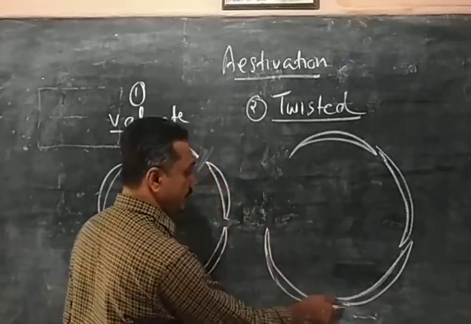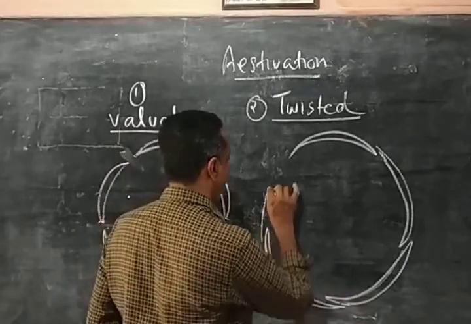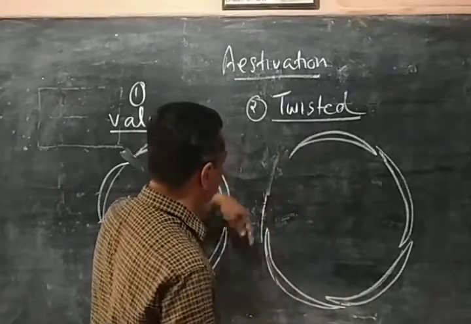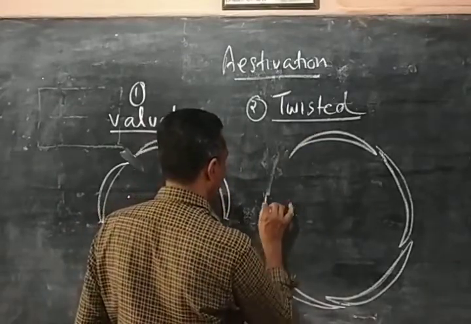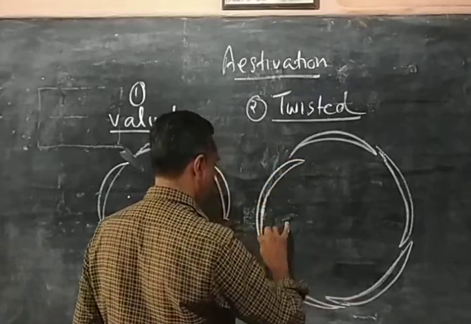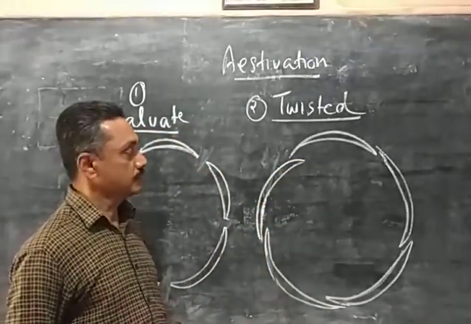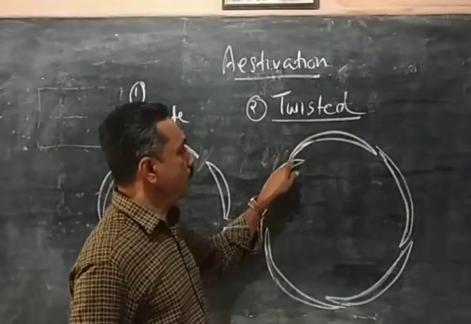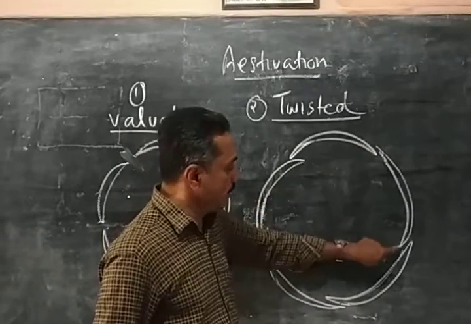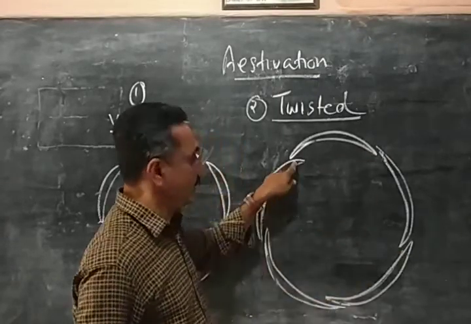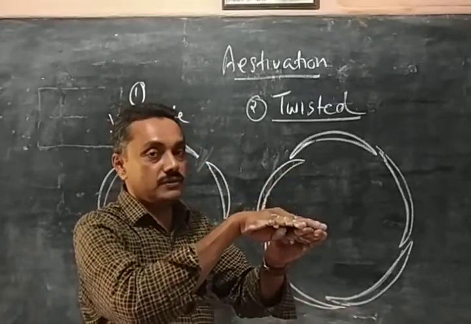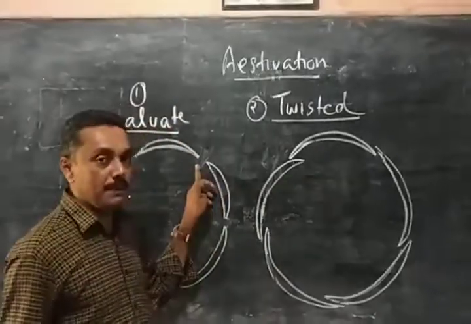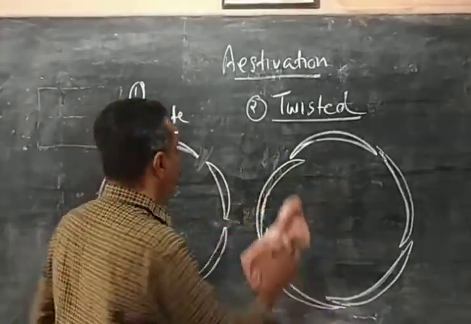Inner, outer. Comes inner, like that. It's called twisted aestivation. See, one side inner, one side outer, outer inner, outer inner, outer inner. See, overlapping like this. That is called twisted aestivation. Here, not overlapping is valvate, overlapping is twisted aestivation.